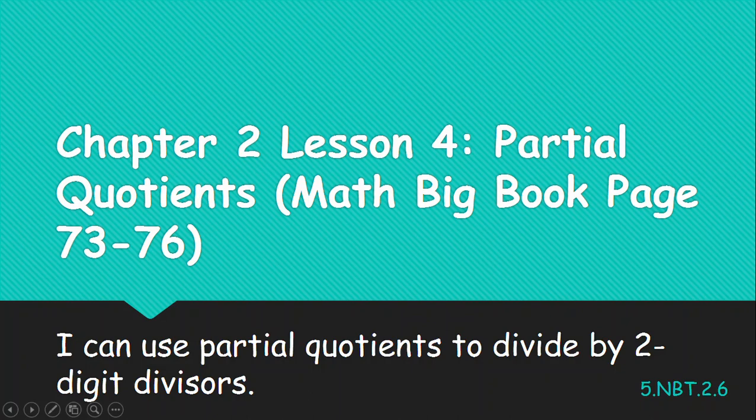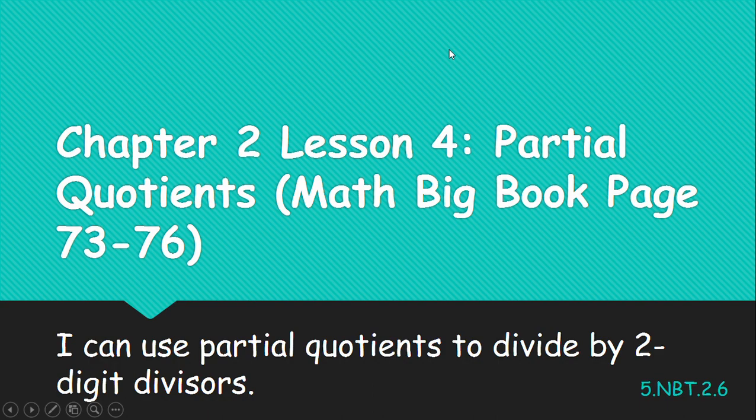Good afternoon. So today we are going to be doing Chapter 2, Lesson 4. The title is Partial Quotients. It's in your Math Big Book, pages 73 to 74.